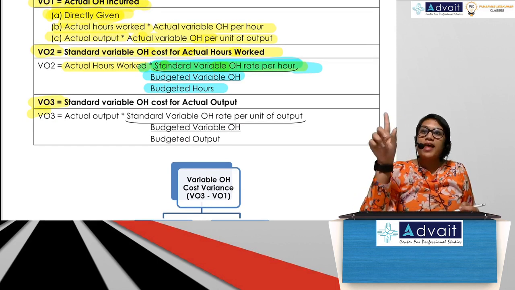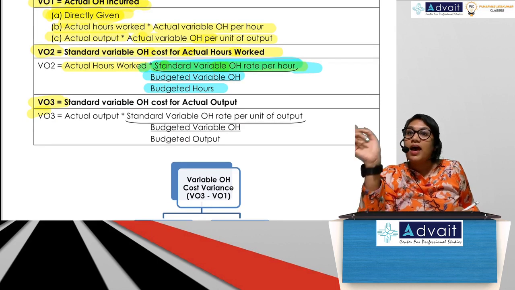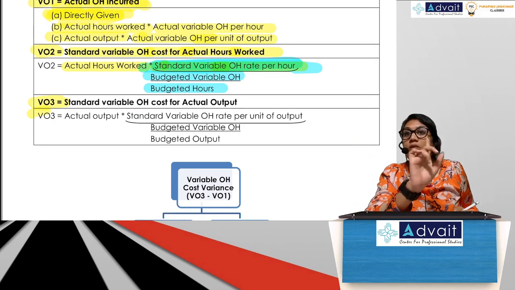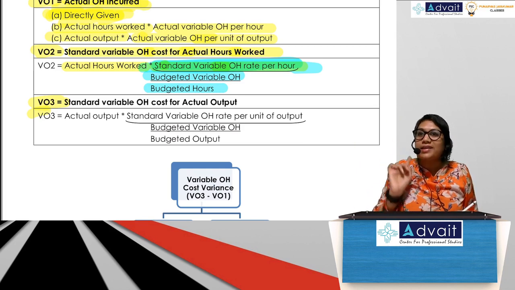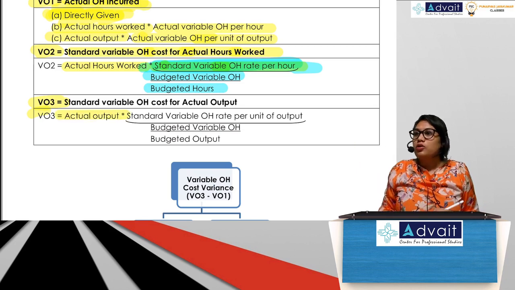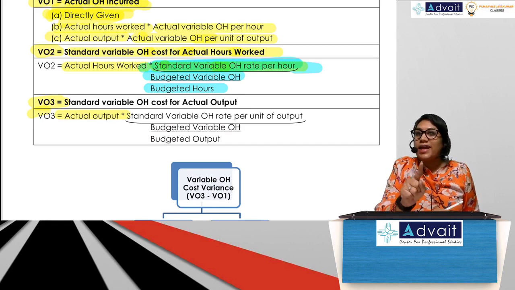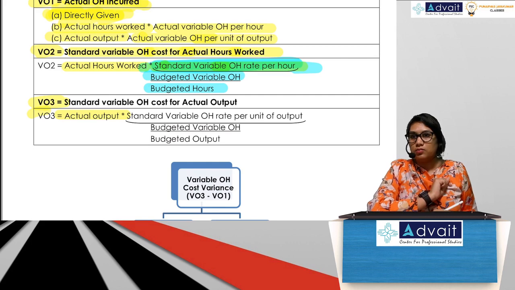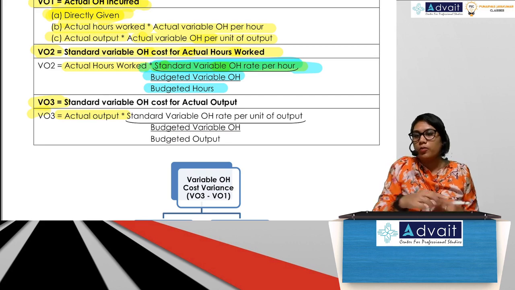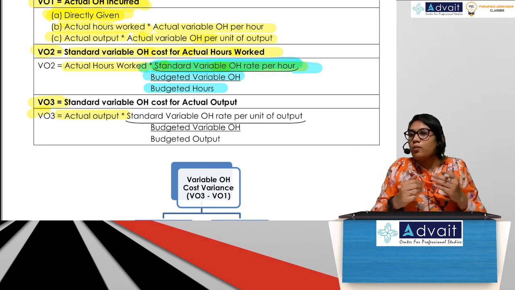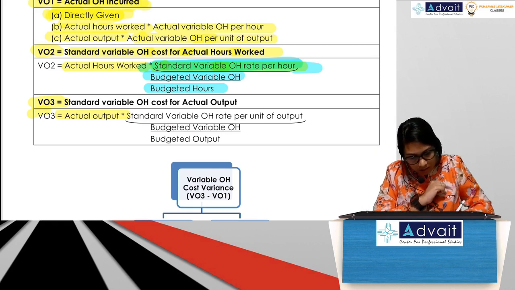Next, VO3 is like M4. What was M4? Actual production into standard material cost per unit of output. So VO3 is like that. See this? Actual output. So if I'm taking actual output, then standard variable overhead rate per unit of output. There it was standard material cost per unit of output, because that is material. Here it is variable overhead, so it should be standard variable overhead rate per unit of output. That's what I've given here.